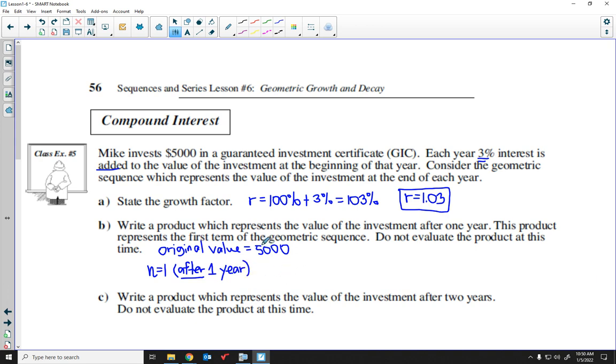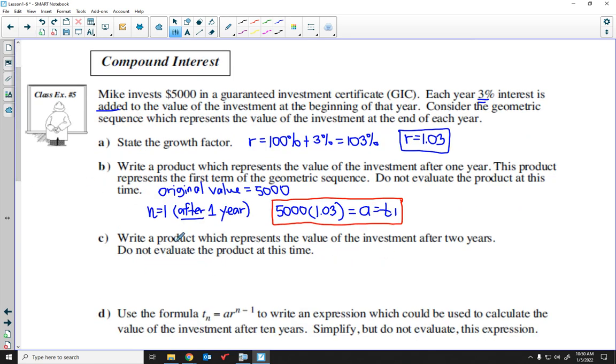So how do you calculate the amount after 1 year? Well, you just take 5,000 and you just multiply it by 1.03. Okay, that's going to be the value of A. It wants that to be the first term in the sequence, A or T1, whatever you want to call it. Now, we're not going to calculate it right now just because the problem commands me not to do it.